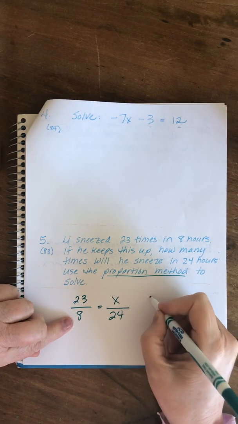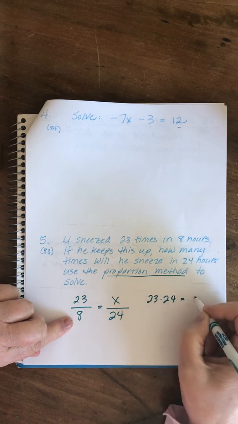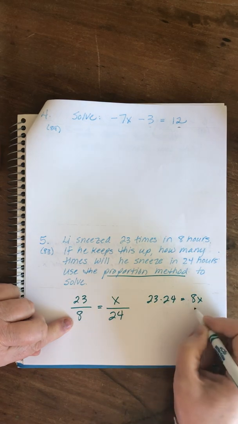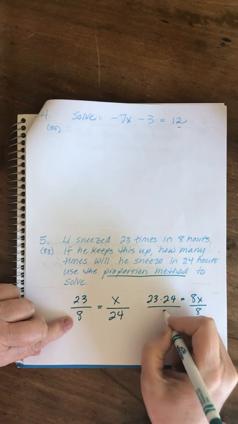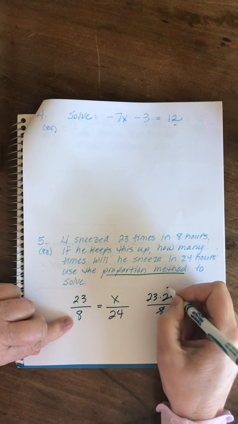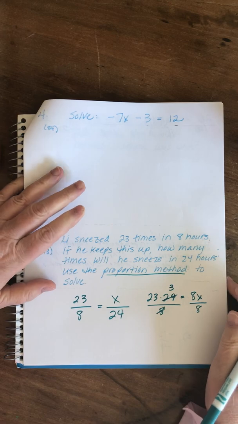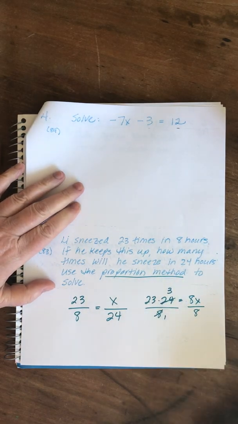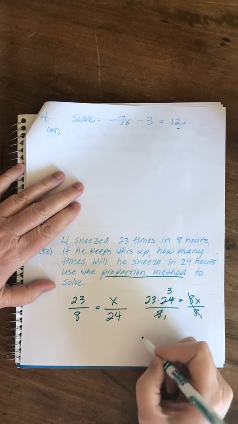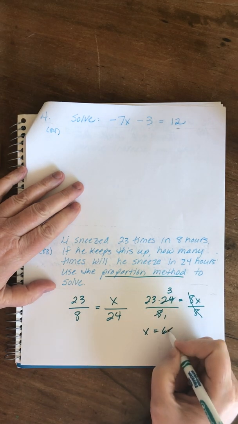Then I would have wanted to see you cross multiply: 23 times 24 equals 8X. And then I would have liked to see you divide, and that would have been 3. 8 times 3 is 24. That would have become a 1. This would have canceled, and then we would have had X equals 23 times 3, 69 times.